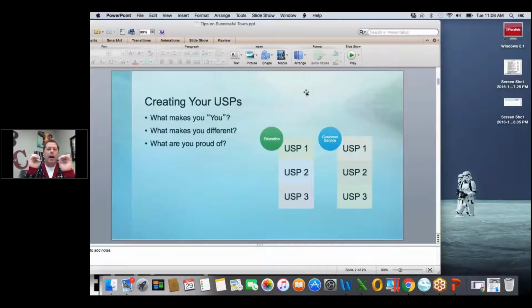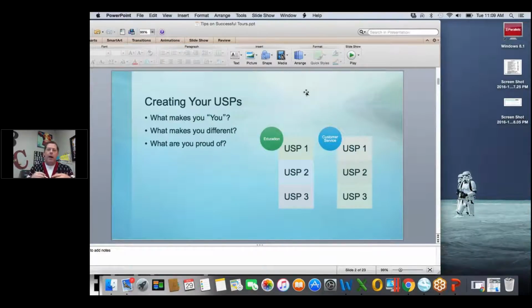I always encourage at least 3 unique selling points for each of these two categories: education and customer service. When you get that parent in your door, whether it's on the phone or you get them in the front door, ask, tell me about what you're looking for. How they answer that question is what's going to drive the conversation. If they're looking for that academic stuff, you're going to really push your unique selling points on education. If they're looking for the nurturing, the love, the customer service, then you're going to go to that side.